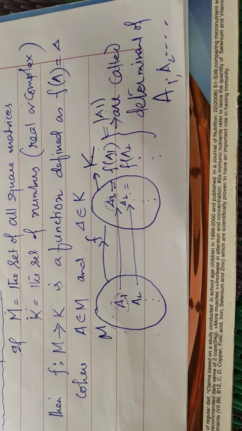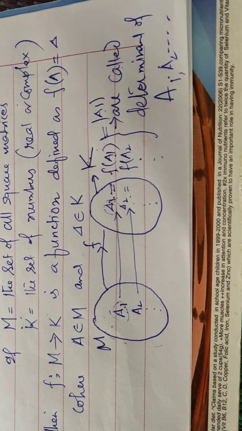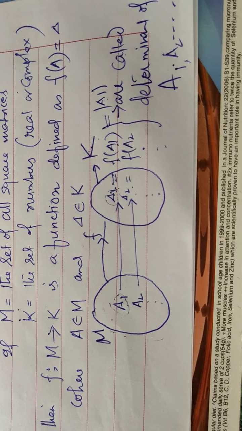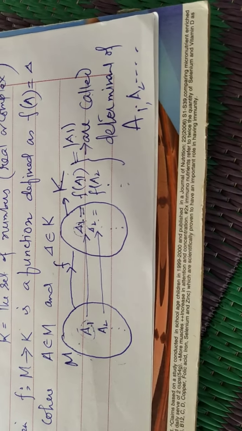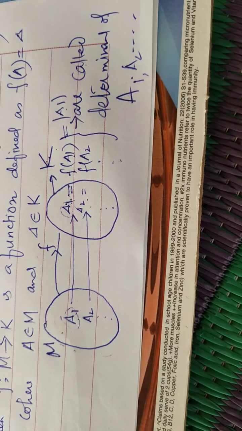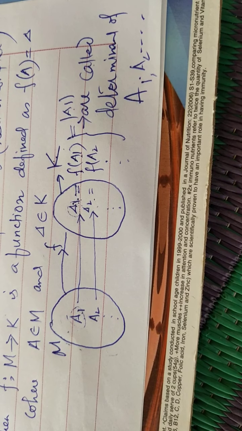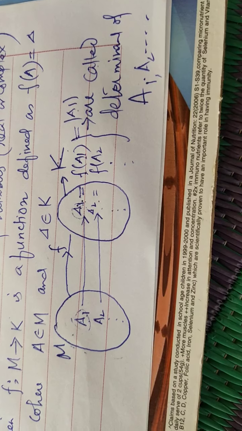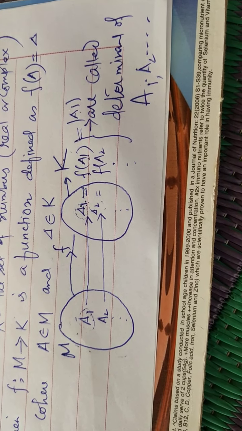So finally we conclude, what is a determinant? A determinant is nothing but a real or complex number which is associated with a square matrix. So every square matrix is associated with a number, maybe real or complex, called the determinant of that square matrix. I hope I could make you understand this concept, what actually a determinant is.